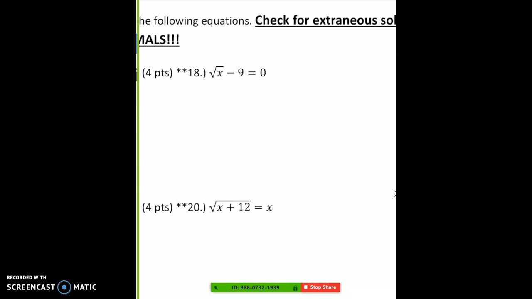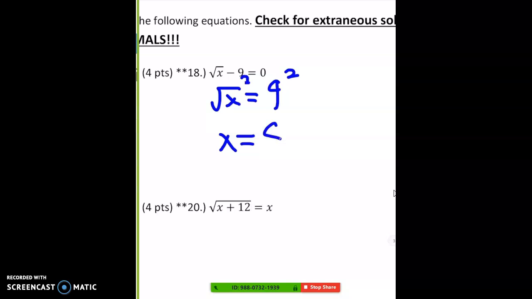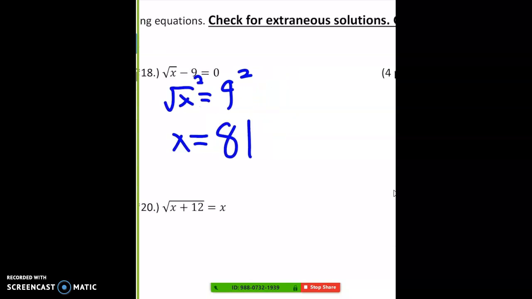So remember our goal is to get the square root by itself first. Okay, it does say check for extraneous, so we'll go over one that does have an extraneous solution. Not all of them do. So this first one, you go ahead, you move that 9 to the other side. Remember, when you cross the equal sign, it's got to be the opposite. When the square root is by itself, go ahead and square it. We square both sides, so x is 81. Now that should be a pretty easy one for you.